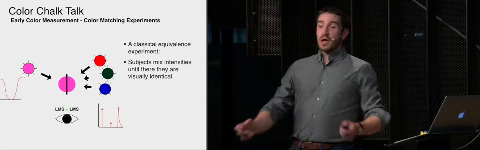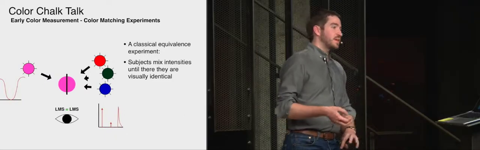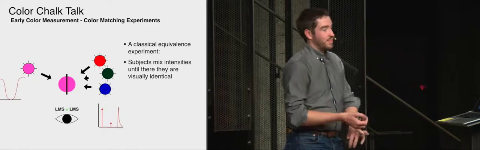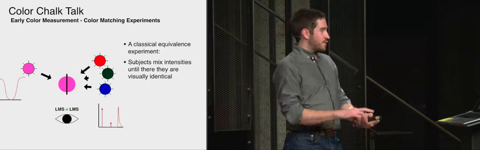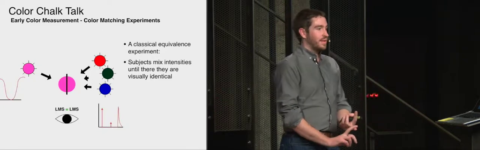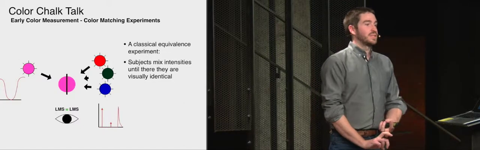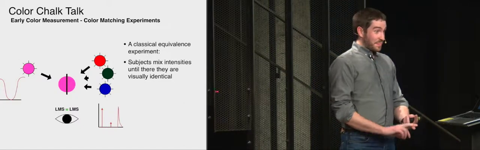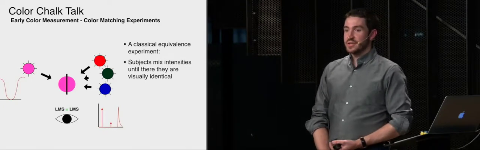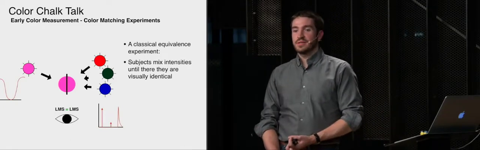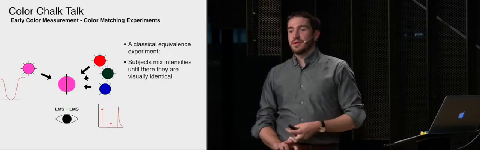So that's a whole lot of experimental setup, right? We have to build this bipartite field. We have to put a spectrum on the left side. We need to get these three monochromatic sources and put them on the right side. We need to get an observer to look at it. The observer needs to twiddle all these knobs. The observer is getting tired, staring with one eye at these very dim lights. It sucks. And it sucked back then, and it still sucks today when we run these experiments. But at the time, this was the only way that scientists could get at this information. This was, in fact, the very, very first experiment ever done in measuring the human response to color.